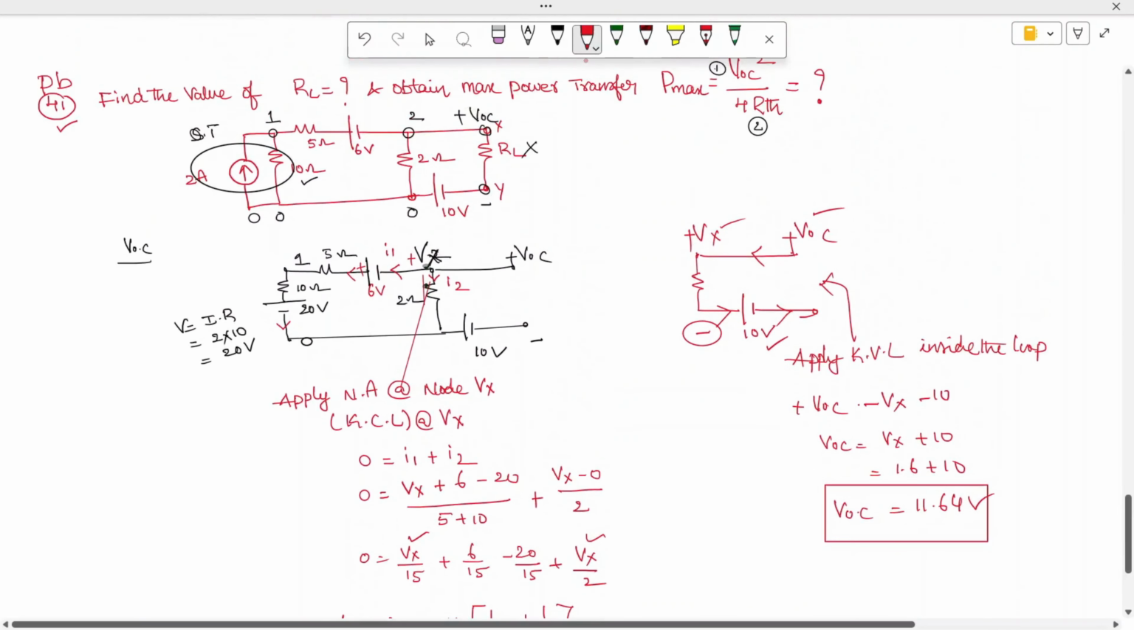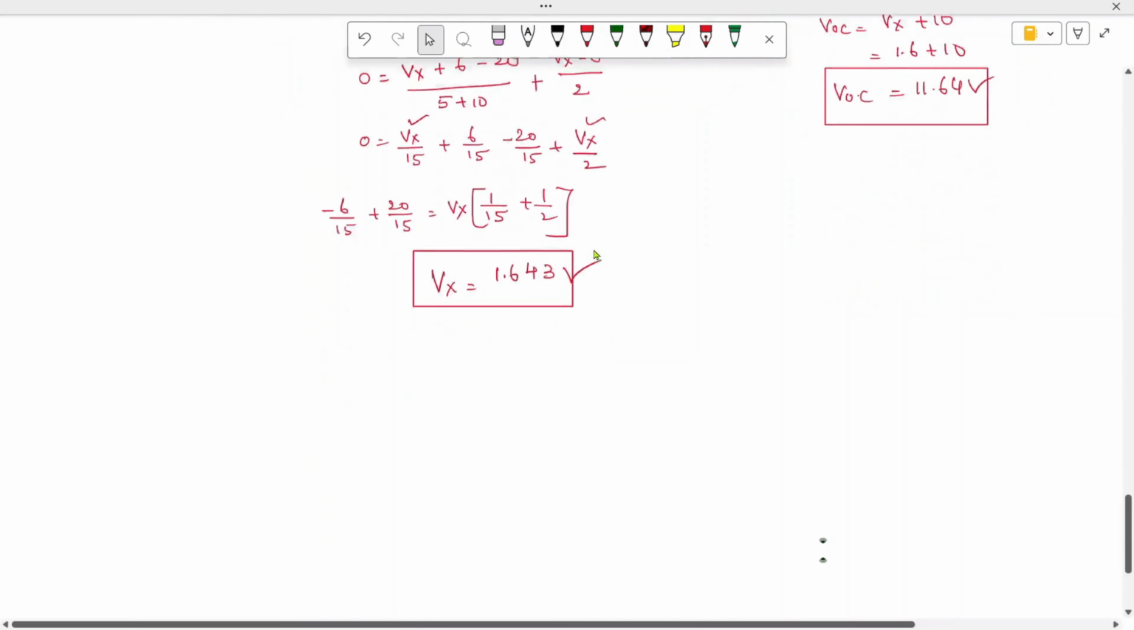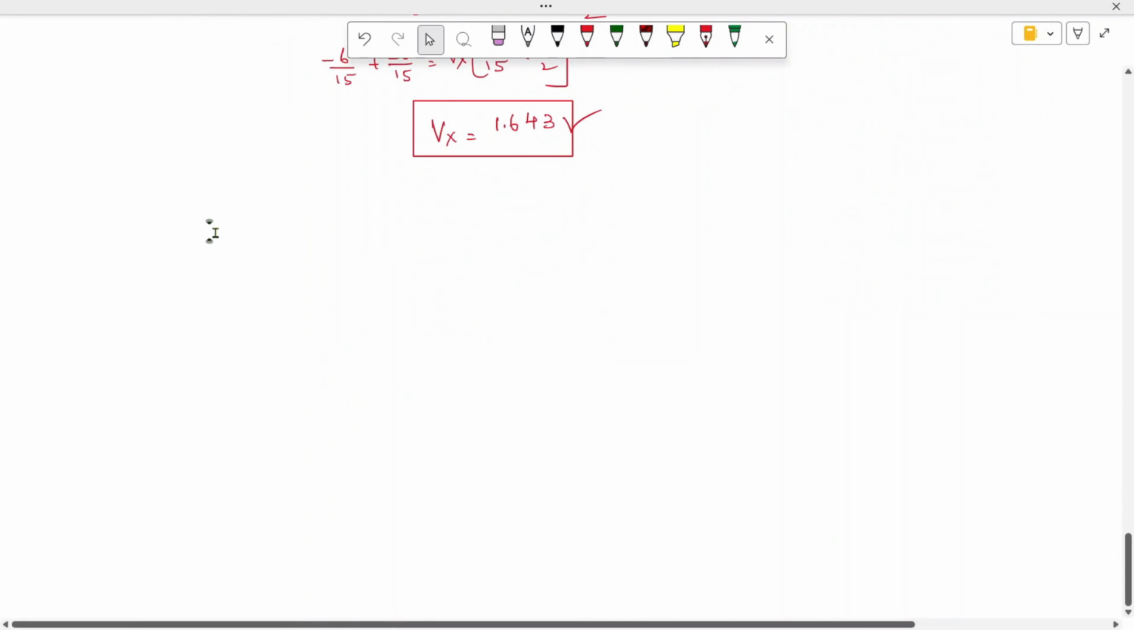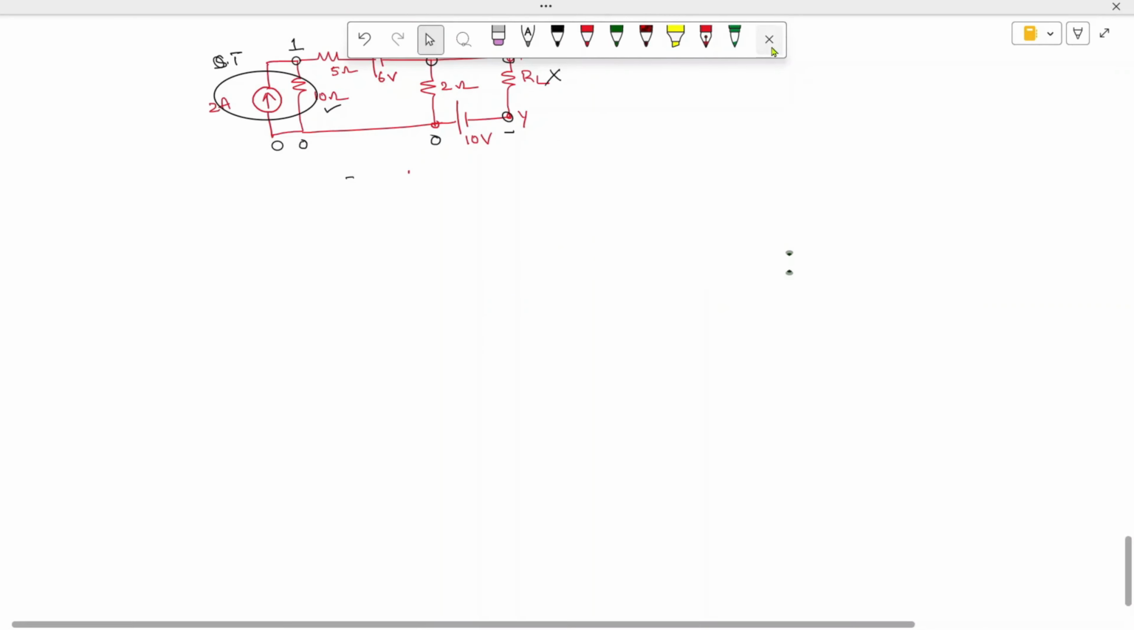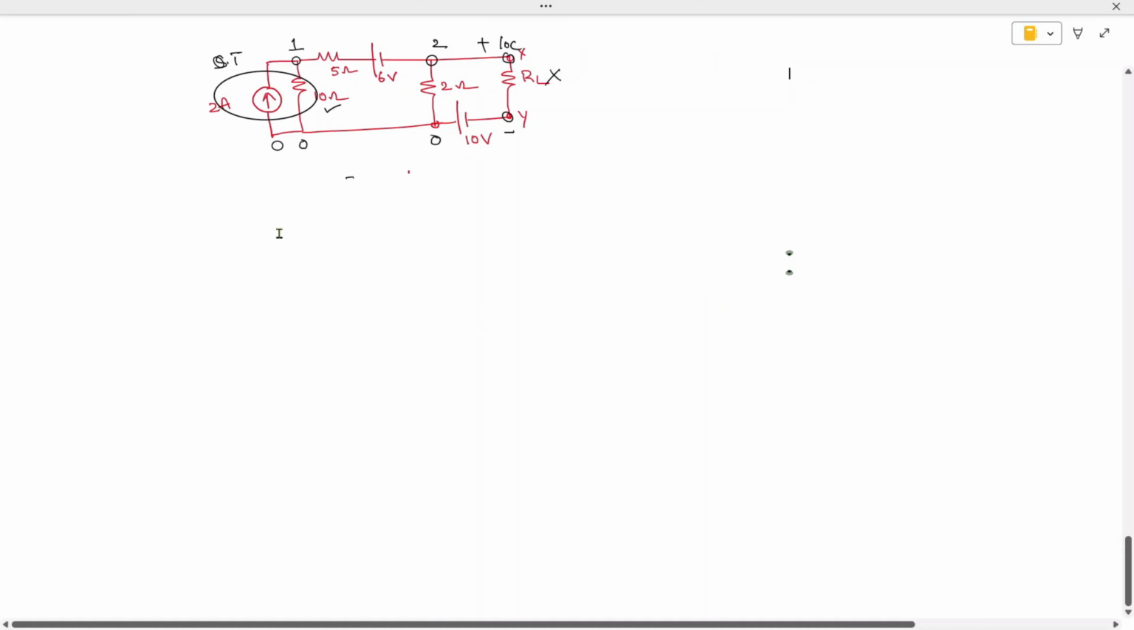Okay, and then we need to find out R Thevenin. So how to find the value of R Thevenin? Redraw the same circuit and replace the sources with the equivalent sources. So just copy it and I'm pasting here. So we need to find out R Thevenin. So how to find the value of R Thevenin is like this.